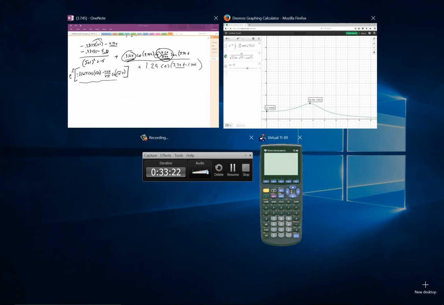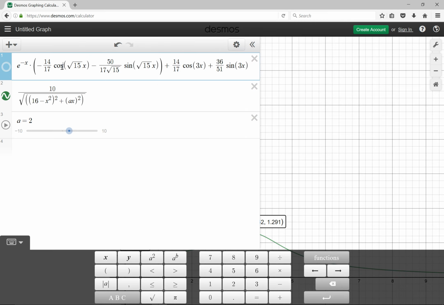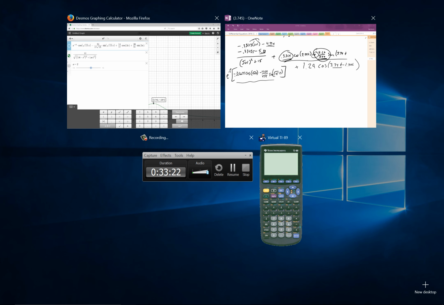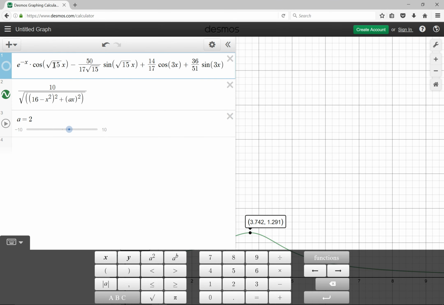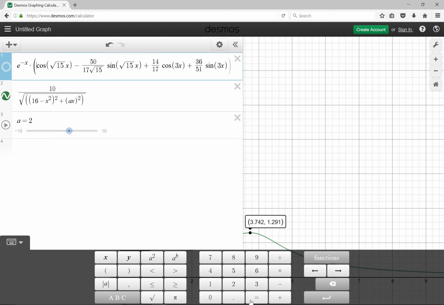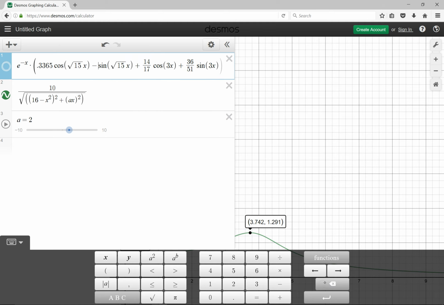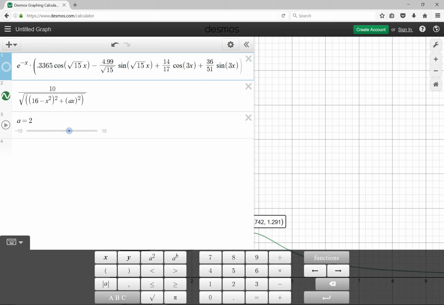But let's look at the actual graph of this thing. Okay. Now we know that all I have to do really is come in here and change these pieces. So I'm just going to do that. I feel like that's the easiest way to do it. And so it's negative 0.3365 or something. Oops. Darn it. Okay, and then this piece here is 4.99 or something divided by the square root of 15.